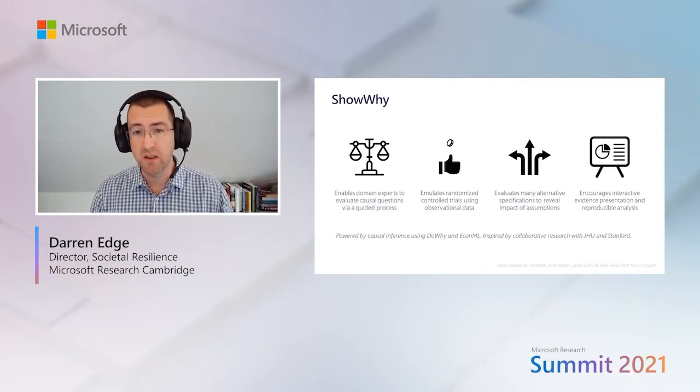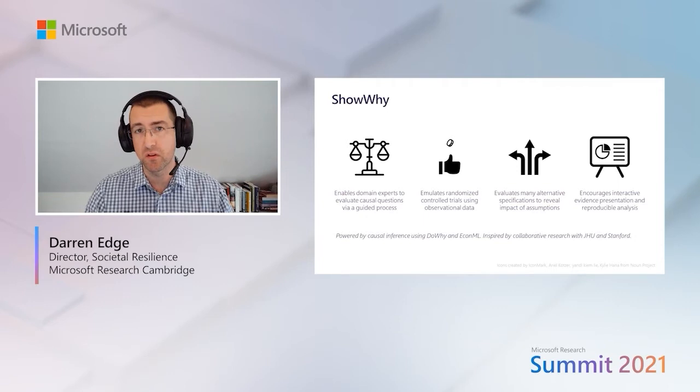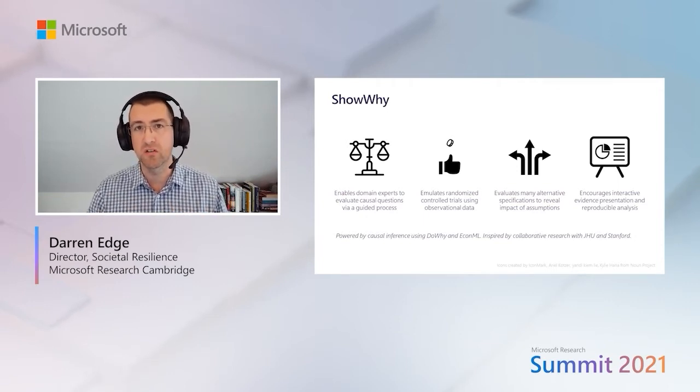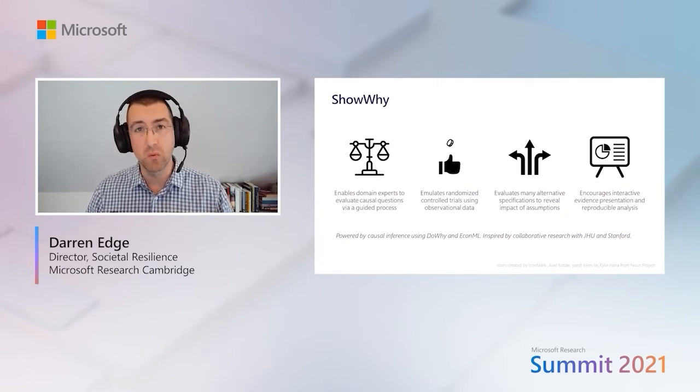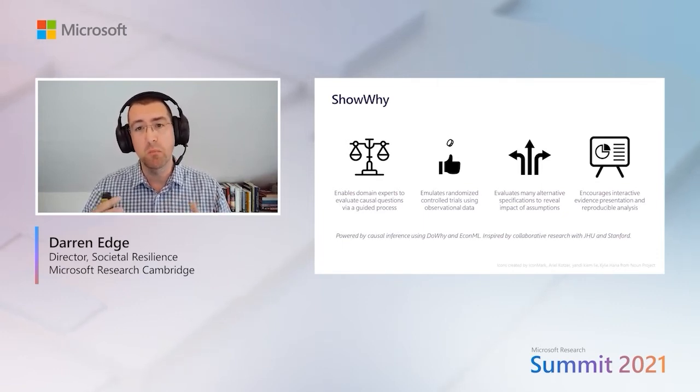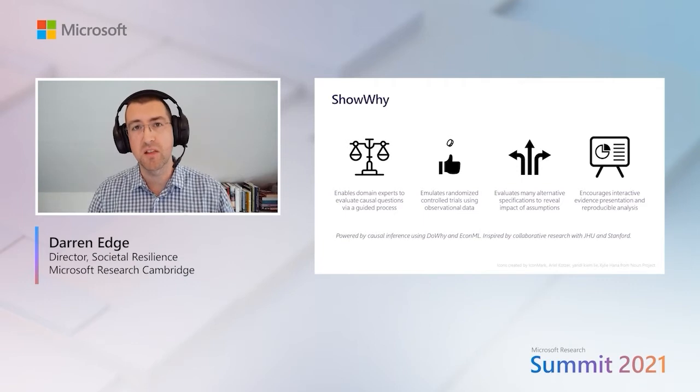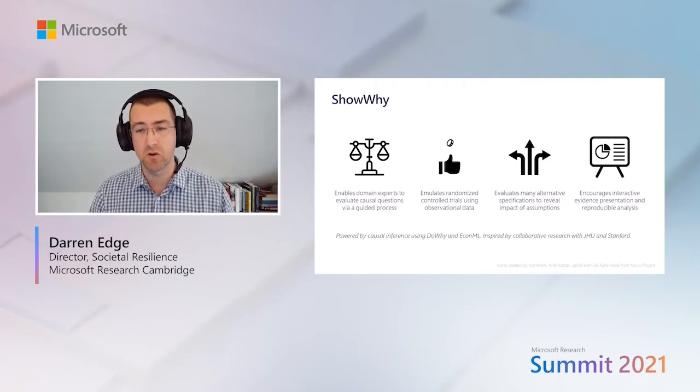Show Why also evaluates many alternative specifications, both of the question and the analysis, to reveal the impact of decisions and assumptions that might not appear to be all too important. They could be essentially arbitrary, but might have a very outsized impact on the estimates that are produced.